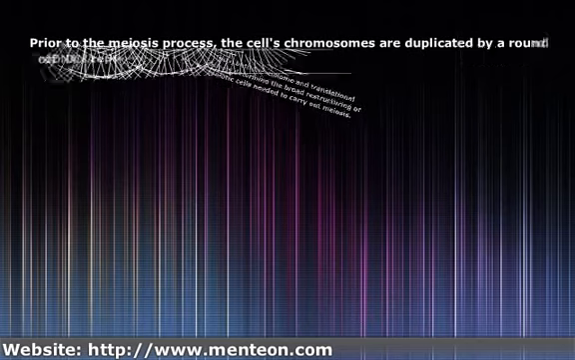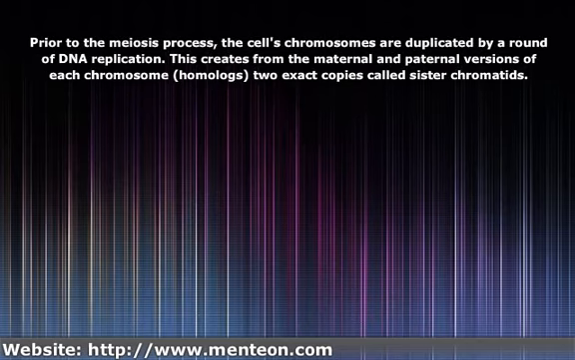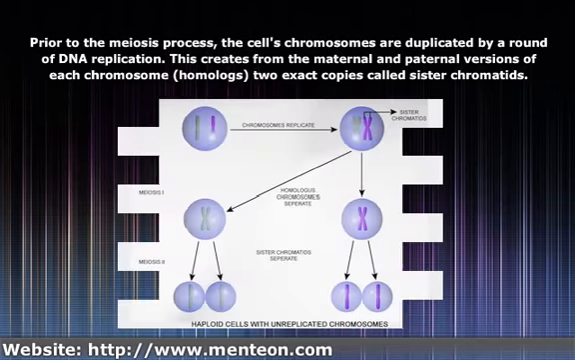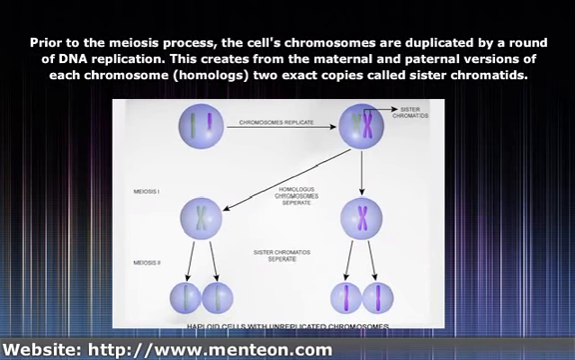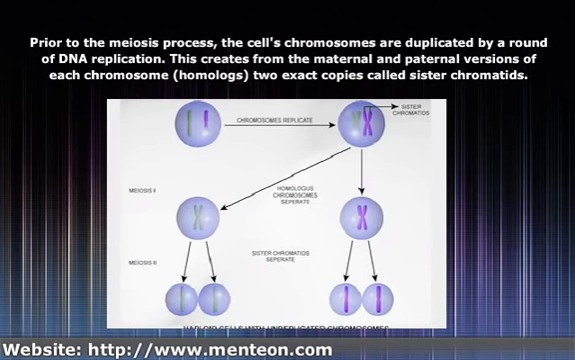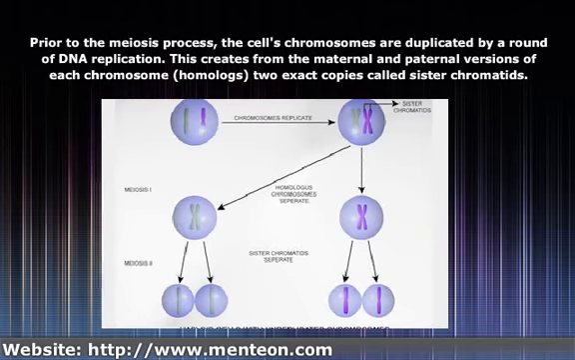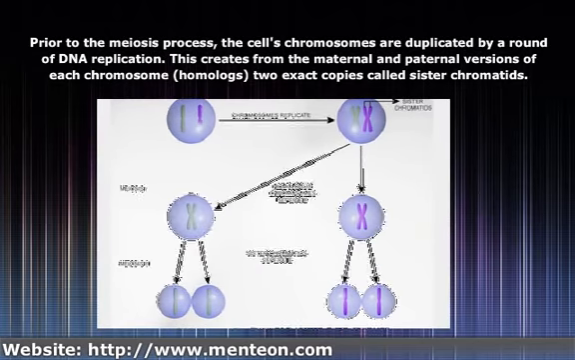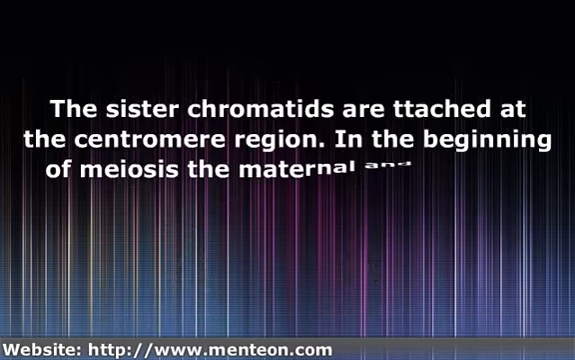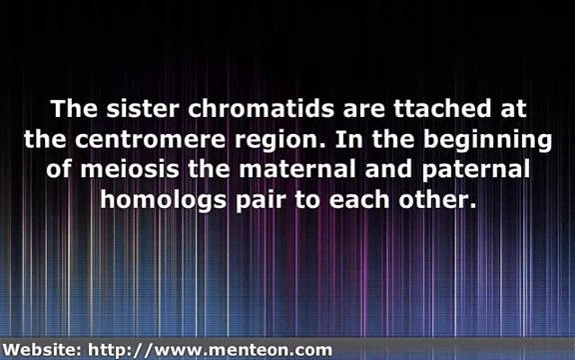Prior to the meiosis process, the cell's chromosomes are duplicated by a round of DNA replication. This creates from the maternal and paternal versions of each chromosome, homologs, 2 exact copies called sister chromatids. The sister chromatids are attached at the centromere region. In the beginning of meiosis, the maternal and paternal homologs pair to each other.